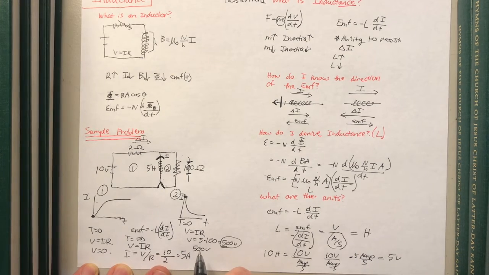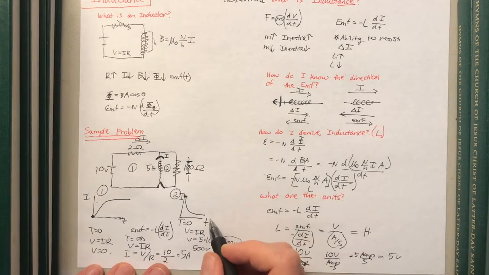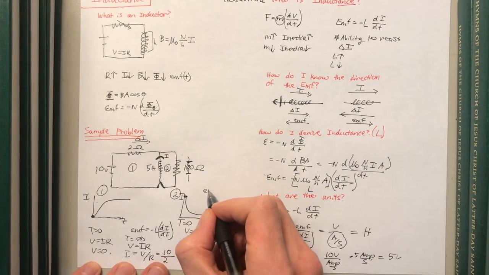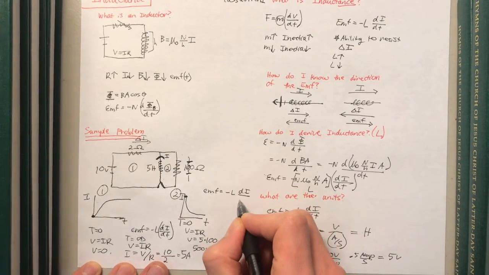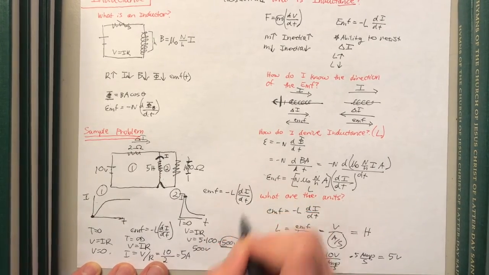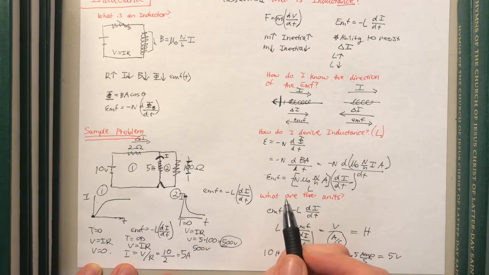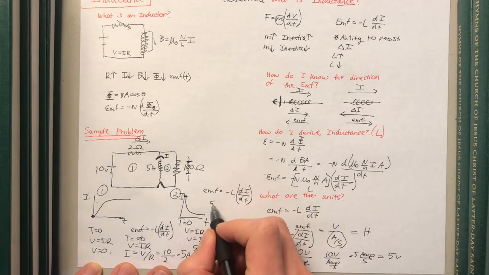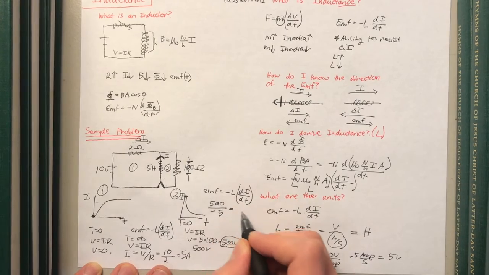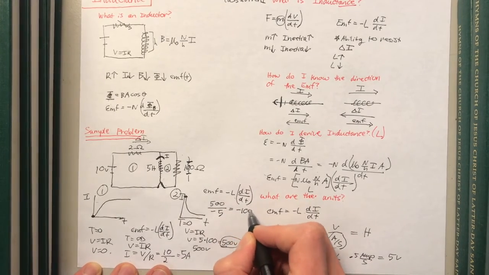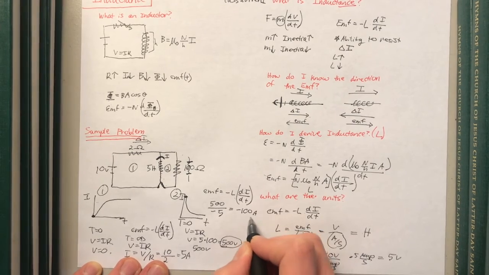We can also use this information to figure out what the rate of change in current is. That can be solved by using EMF is equal to negative L, change in current over change in time. We know what L is, and we know what the EMF is. It's 500 volts. So all we do is take 500, divide by negative 5, and that gives us negative 100. So that's the rate of change in current, amperes per second.